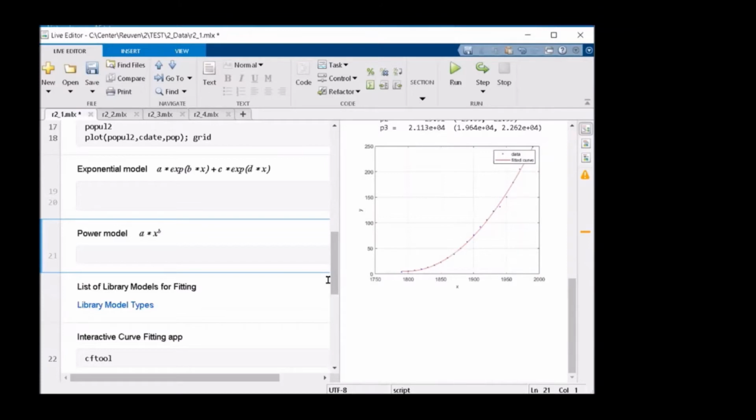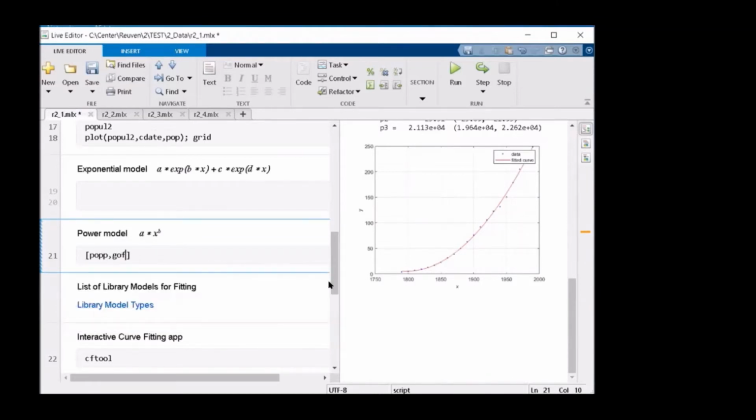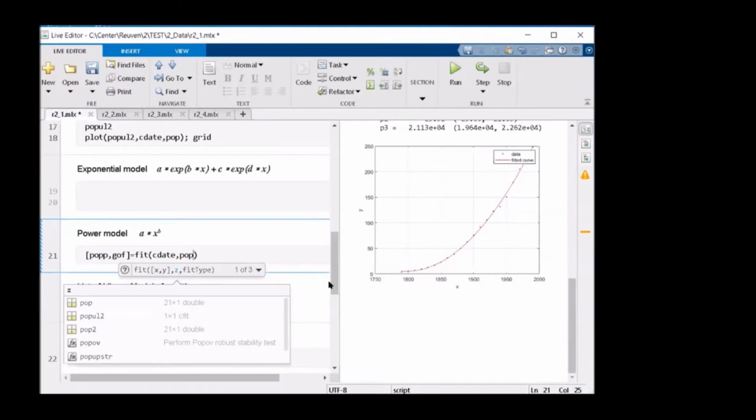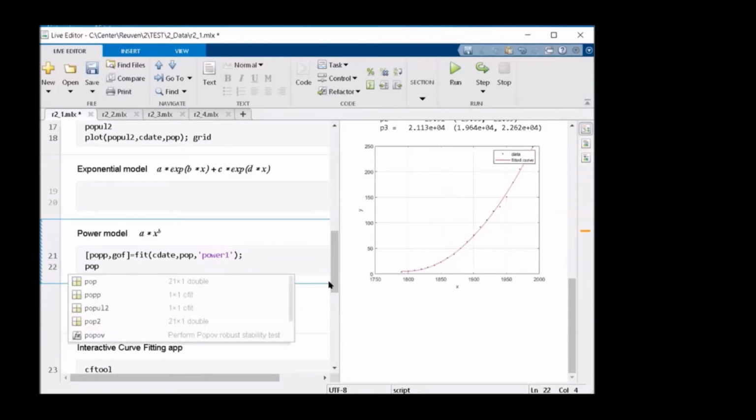Let's continue with the power model. Again, we should make something more. Let's call it double P. It's our result, and it's a parameter. I will explain later. For the fit command, we will use our argument cdate and our experimental population. And now we should choose the method. The method will be power 1. Okay, let's see. Okay, it's no mistake.